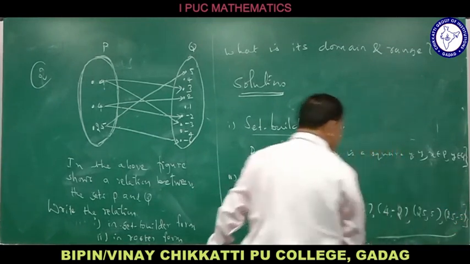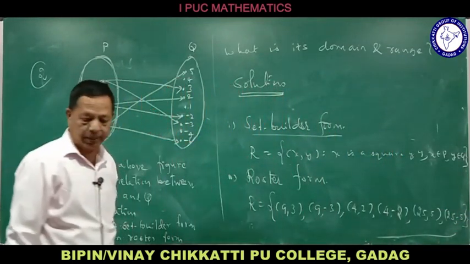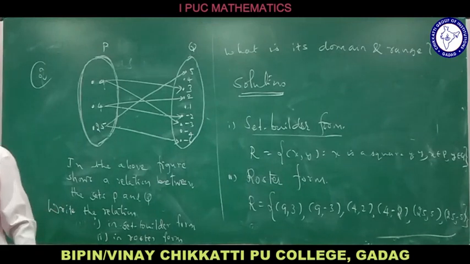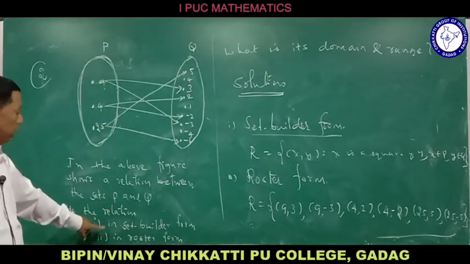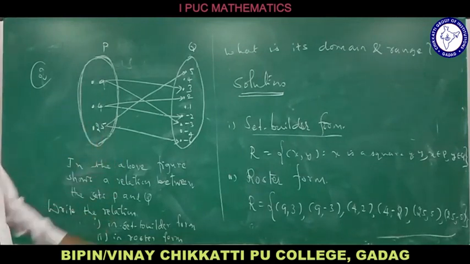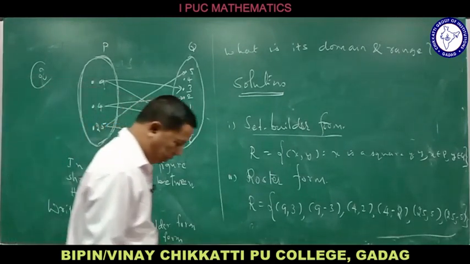So this is in the roster form. And try to understand how we write all these in the roster form. And the next question is, write its domain and range. What is domain and what is range?